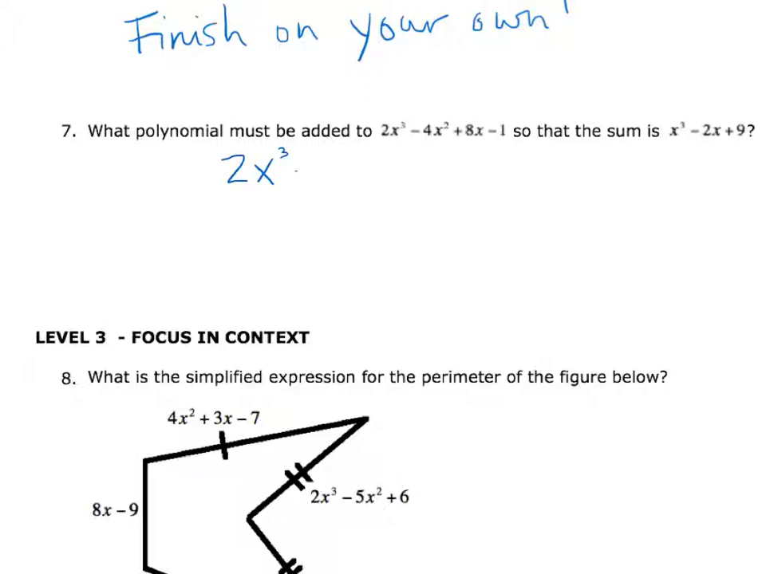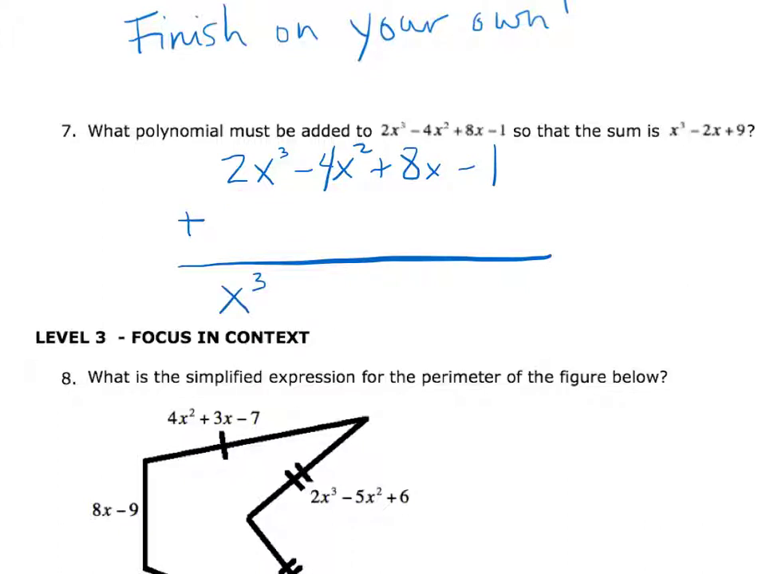2x to the third minus 4x squared plus 8x minus 1, plus what gives you, and you're going to line up each of these with the like terms. So x cubed goes here. I do not have an x squared, so I'm going to leave a blank spot there. Minus 2x plus 9. And in the blank spot here, kind of have like a plus 0. So we want to know what's going to give us each of these.